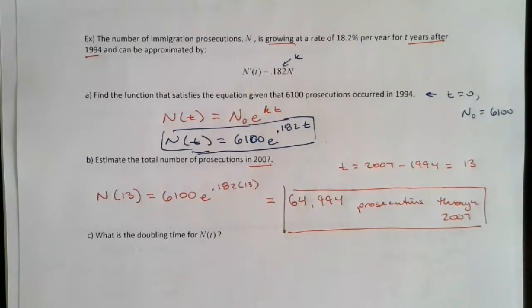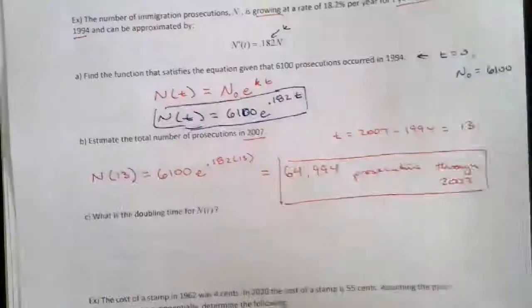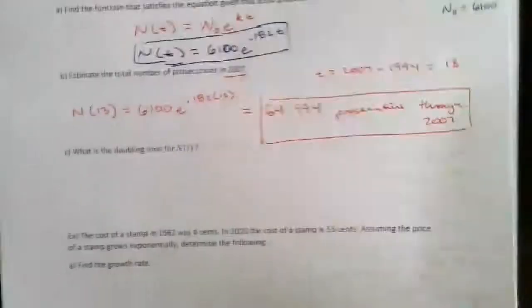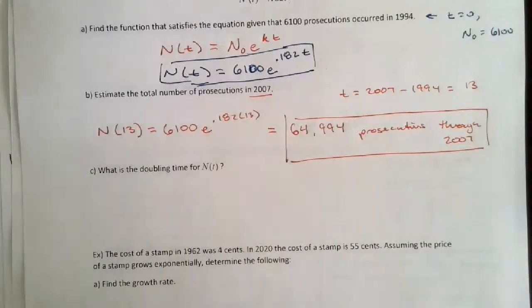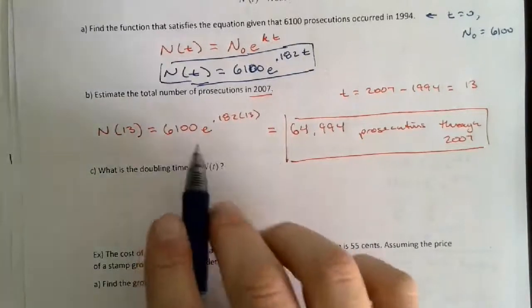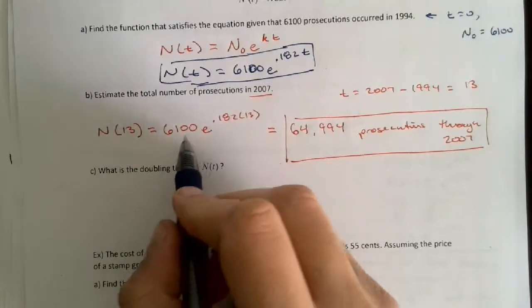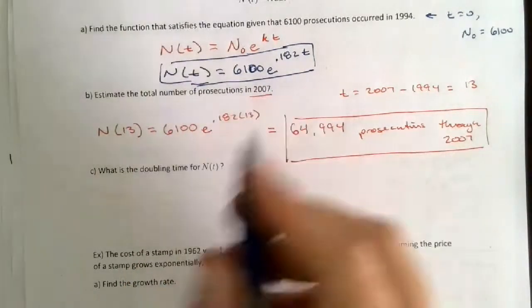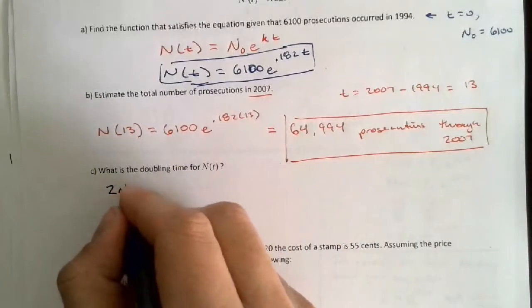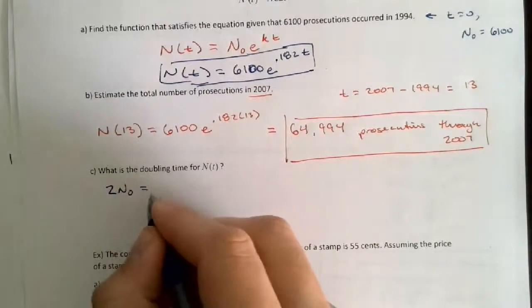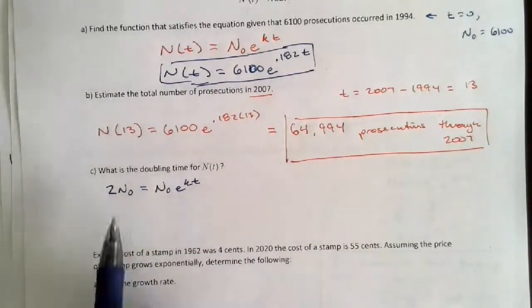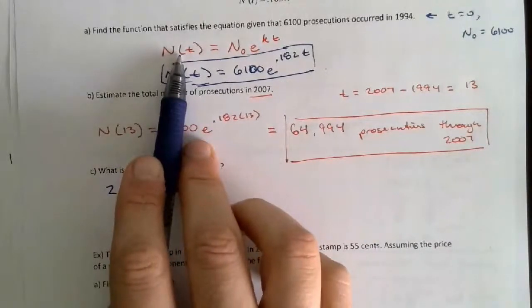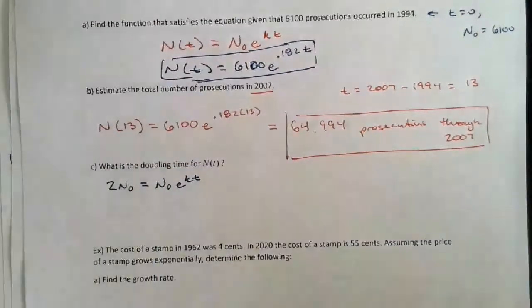So that was using our formula to find the number of prosecutions. We could also use it in other ways. The next part of the question asks us, what is the doubling time for n of t? Well, doubling time, similar to how we just did it in the last question, it means how long until twice the amount of prosecutions occurred. So we have 6,100 here. Now, I'm going to keep this general. So instead of using 6,100, I'm going to say, if I want a doubling time, just to make sure you understand it, it's 2 times the initial amount. It would be equal to n0 e to the kt. All right, so what I'm really saying is the n of t here would be double whatever the initial amount was. And this is just keeping it general, just so you can see this again.